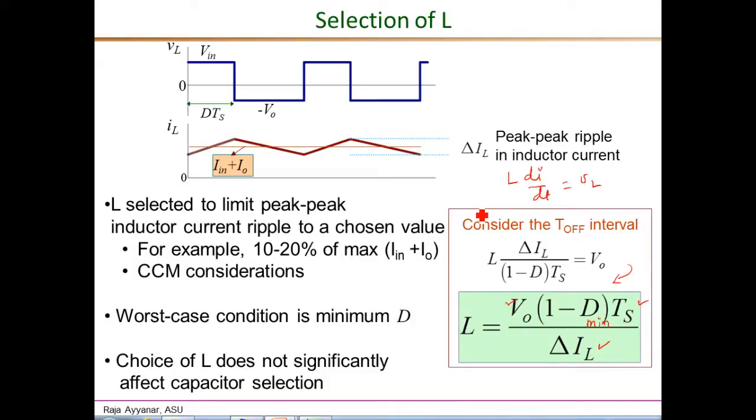Also, similar to the boost converter case, and unlike the buck converter, in a buck boost, the choice of the inductance L does not significantly affect the capacitor selection. In a buck, the higher the value of L, the smaller is the capacitor for a given output voltage ripple specification. But in both the boost as well as the buck boost, there is no such strong correlation between the L and C in meeting the output voltage ripple specifications, and the two can be designed independent of each other.